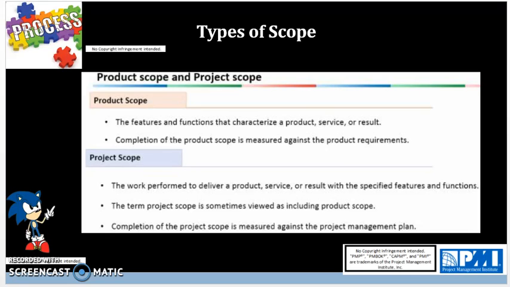So the project scope, on the other hand, is the work performed to deliver the product, service, or result with the specified features and functions. The project scope is viewed as including the product scope within it, and the completion of the project scope is measured against the project management plan. Keep in mind that the project management plan houses the scope management plan. The scope management plan is the ultimate output of this process and falls under the project management plan as a whole.